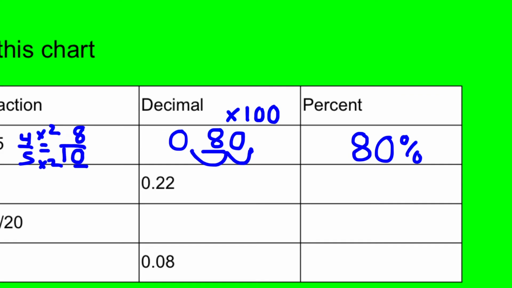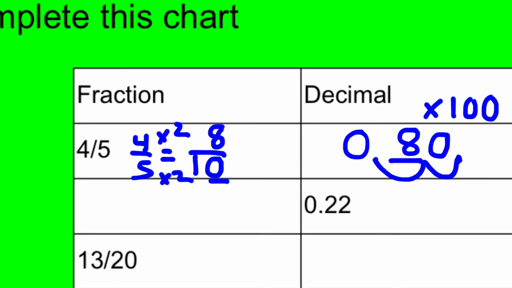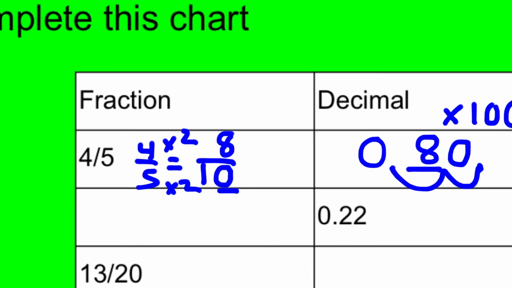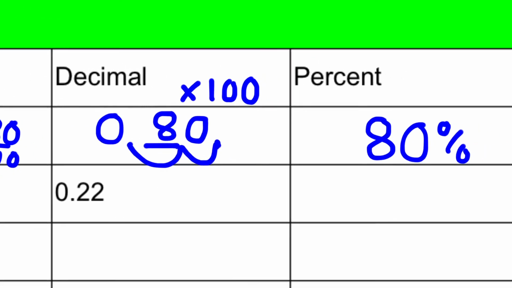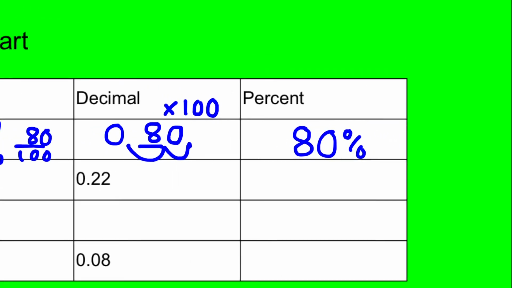Now, if I wanted to go directly from fraction to percent, I could have done this. I could have just made a fraction out of 100, right? Because percent means out of 100. I could have done 5 times 20 is 100. So 4 times 20 is 80 out of 100. And 80 out of 100 is 80%.